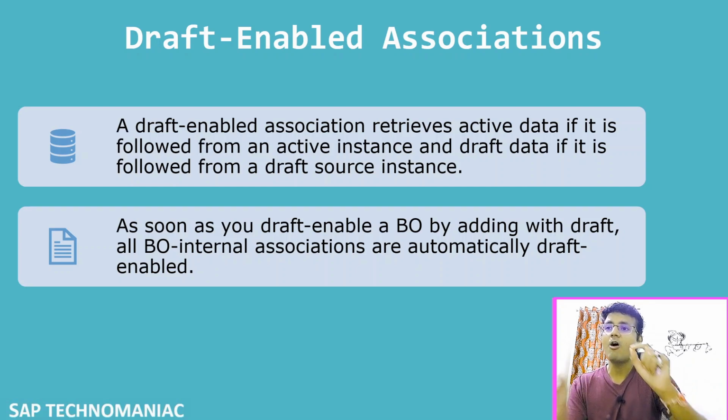It will always retrieve the active data if it is followed from an active instance, the draft data if it is followed from the draft source instance. And as soon as you add with draft, all the associations will become the draft enable association.